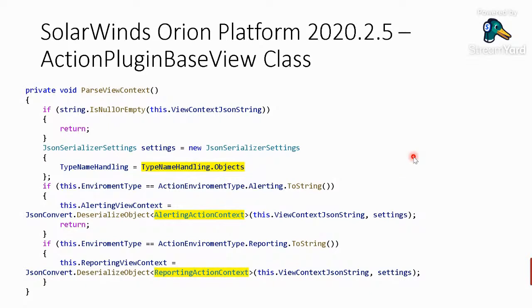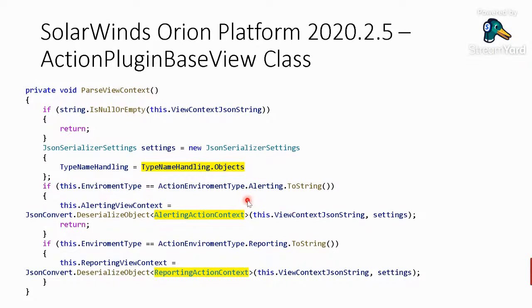Now we get to JSON serializer settings that's using type name handlers. So just as we saw before, we're using the JSON.NET library to deserialize an object. And we're doing that, in this case, on one of two types, either alerting action context or reporting action context.